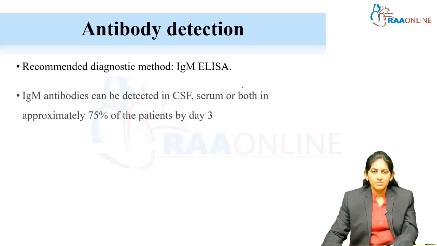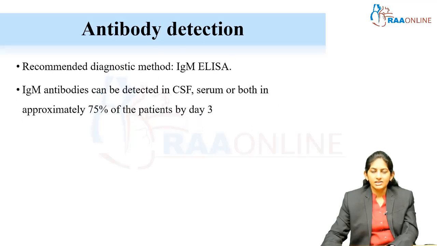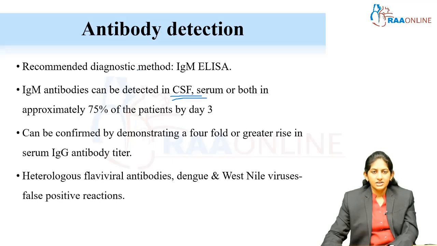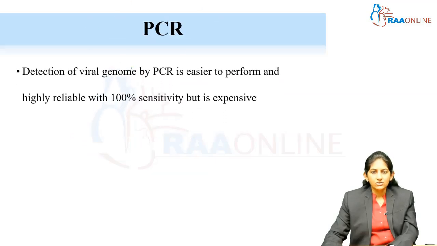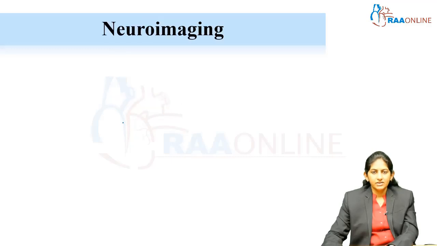IgM ELISA is the recommended method. We can do IgM ELISA both in the serum and in the CSF. And not just one value, we can confirm by demonstrating a 4-fold rise in the serum IgG antibody titers. JE viral PCR is also available. It is 100% sensitive, but it is an expensive test.